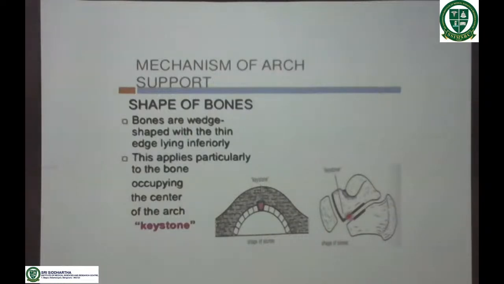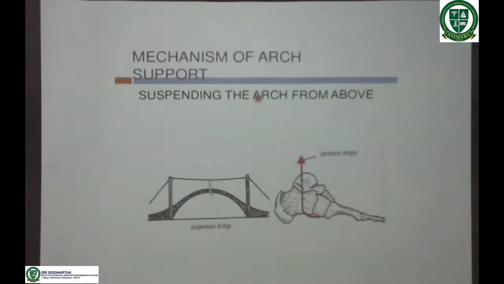Then the next feature which supports this arch is some tendons, which act as slings. You can see this is actually the lateral aspect. Here this is the calcaneum, the cuboid, and this one is the fifth metatarsal.